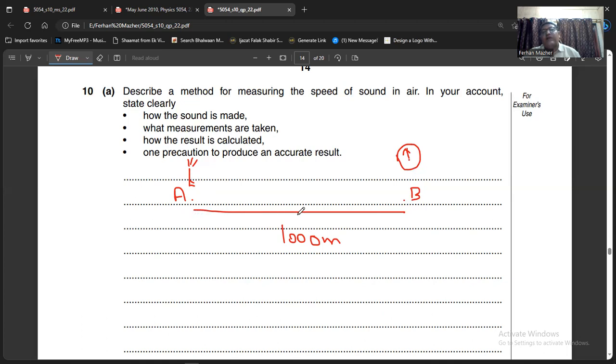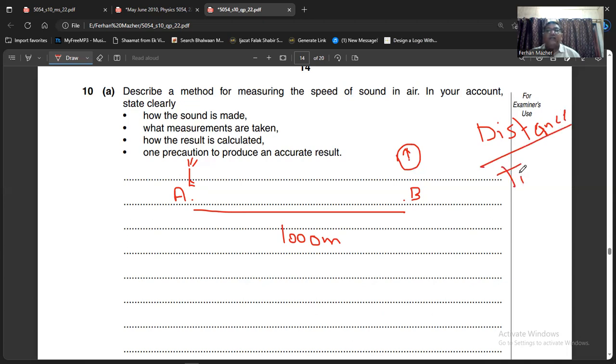And with the help of a measuring tape or a trundle wheel, they can tell the distance between A and B. They can divide the distance between A and B by the time taken. And that will give them the speed of the sound.